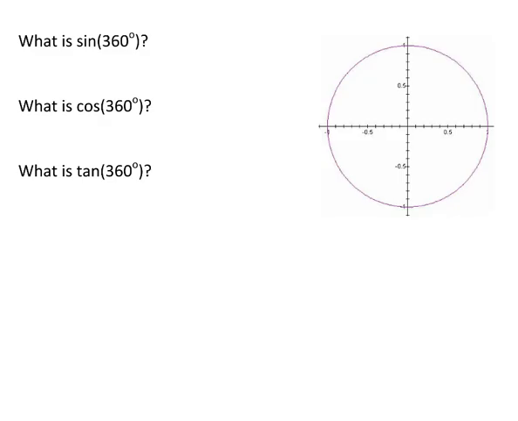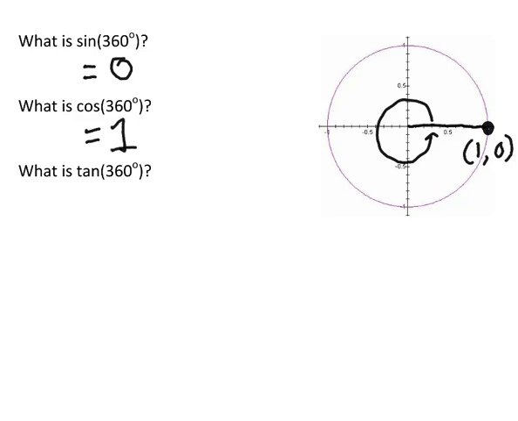What about 360 degrees? So here's the positive x-axis. If I measure 360 degrees, it goes all the way back to the positive x-axis. So I'm looking for the coordinates of this point right here. You can see that point is going to be at 1 for x and 0 for y. So that means that the sine of 360 is the y value, which is 0, and the cos of 360 is the x value, which is 1.